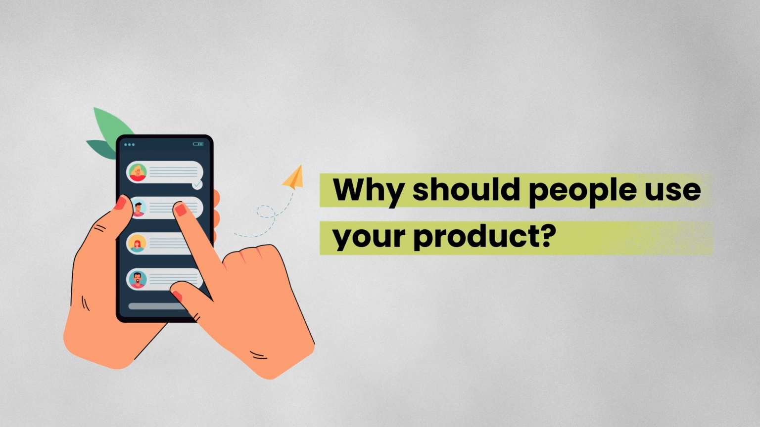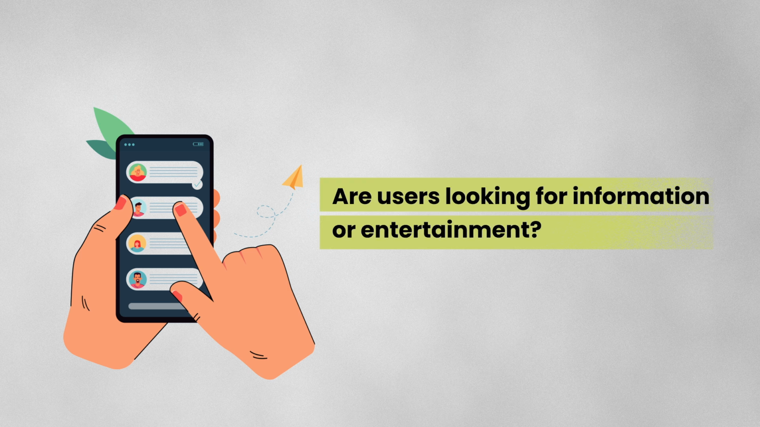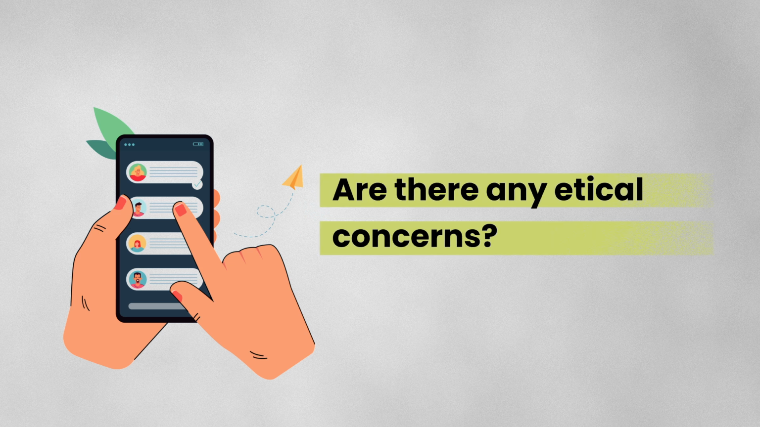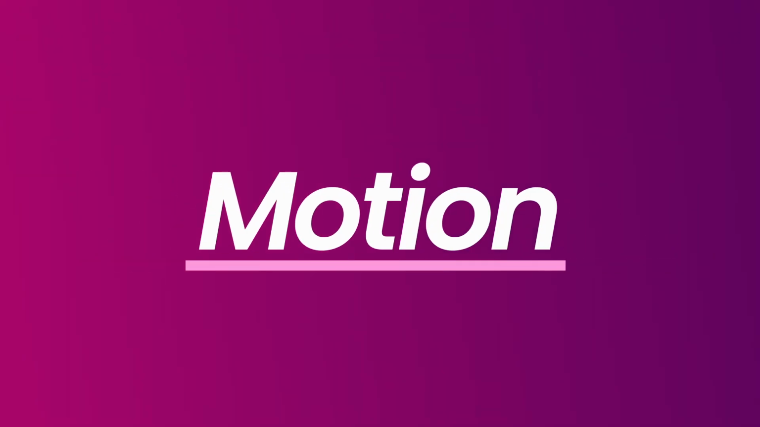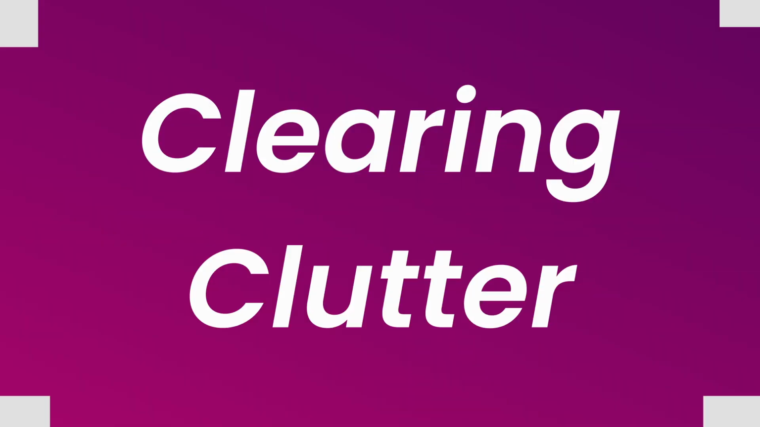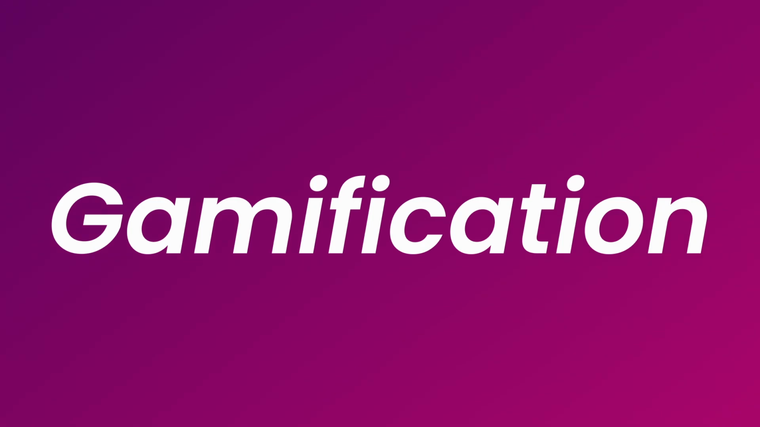Why should people use your product? How long do you need their attention? Why do you want their attention? Are users looking for information or entertainment? Why do you deserve their attention? Are there any ethical concerns about increasing user engagement? Based on this, I found some key design tactics that could improve attention and engagement. Motion, sound, progress and interruption, clearing clutter and removing distractions, shortcuts to desired outcomes, gamification, giving users something to do.